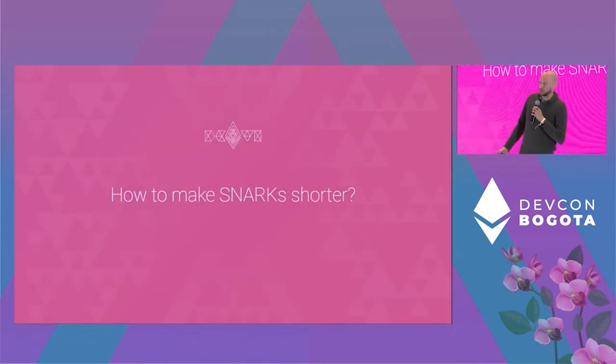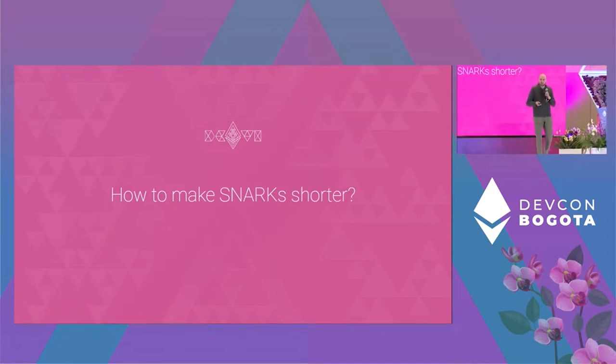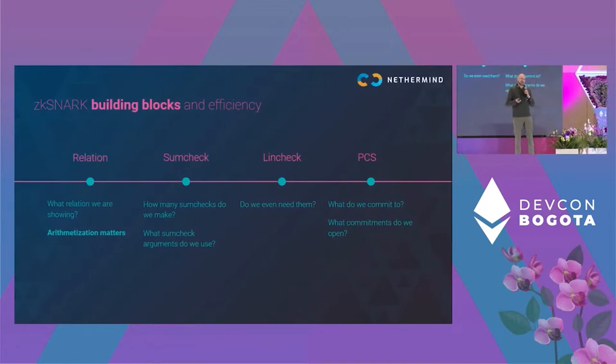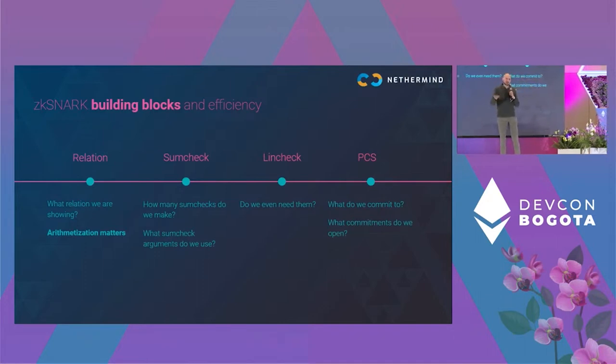Okay, so let me tell you how to make SNARKs shorter. How it was possible to deliver a SNARK that is only four group elements long. The class of SNARKs we were investigating has a number of building blocks. First, there's a relation. We need to pick what relation for the SNARK we are proving. For example, the relation could be R1CS, or R1CS Lite in our case. Plonk has its own relation. So arithmetization matters. The proof size really highly depends on the arithmetization you pick.